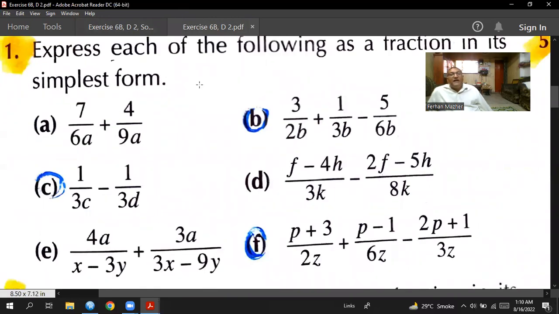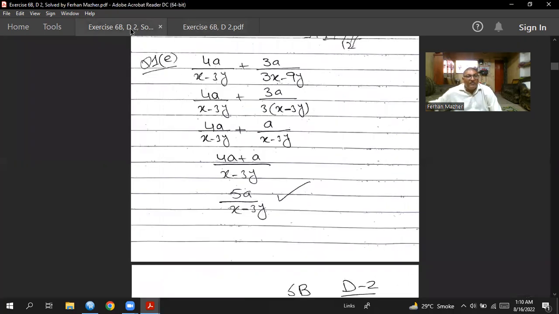Okay, p plus 3 divided by 2z plus p minus 1 divided by 6z minus 2p plus 1 divided by 3z. So we can make the denominators same. In the first fraction, multiply upstairs, downstairs with the 3. In the second fraction, you don't have to multiply with anything. And in the last fraction, third fraction, you have to multiply upstairs, downstairs, numerator and denominator both with the 2. And the denominator will become same. Okay.